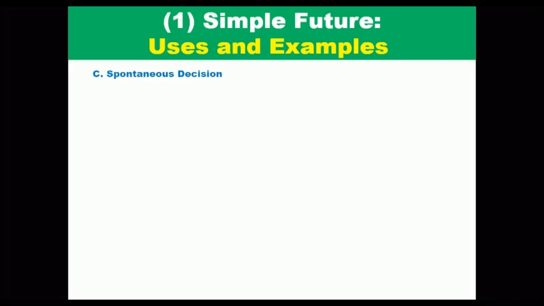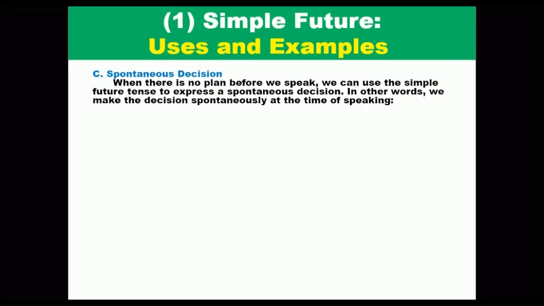Still on the uses and examples of the simple future, we have spontaneous decision. And this is when there is no plan before we speak. Then we can use the simple future tense to express a spontaneous decision. In other words, we make the decision spontaneously at the time of speaking. For example, well, we will see what we can do to help you.